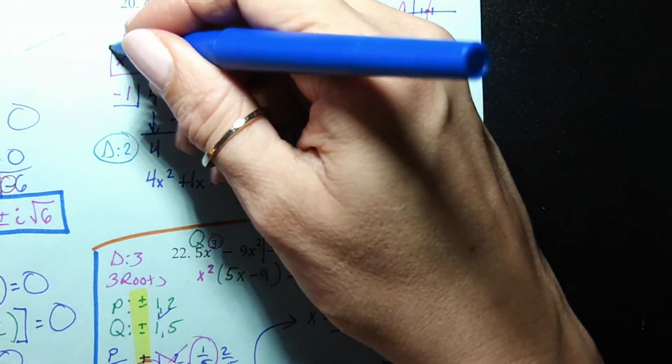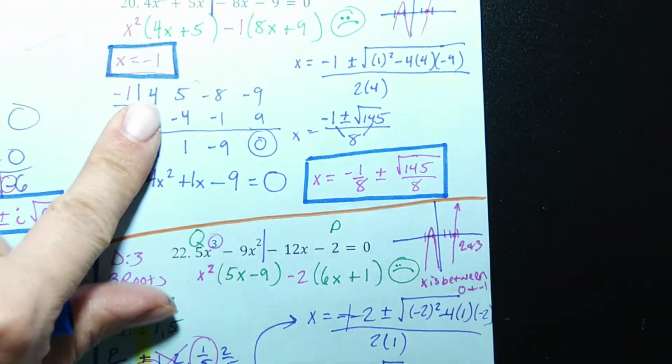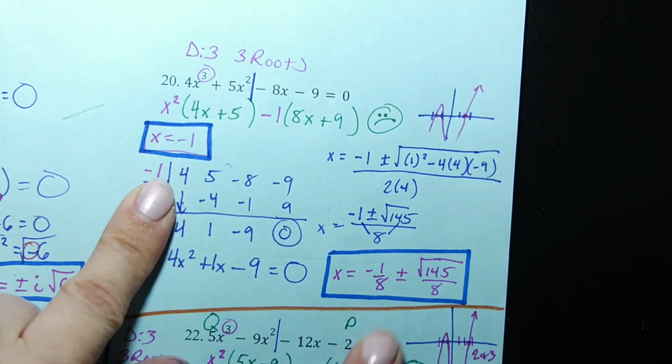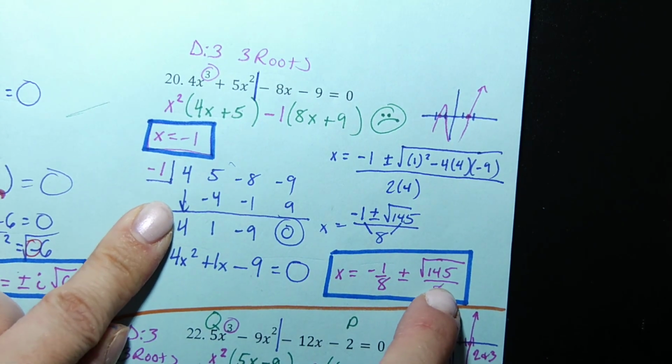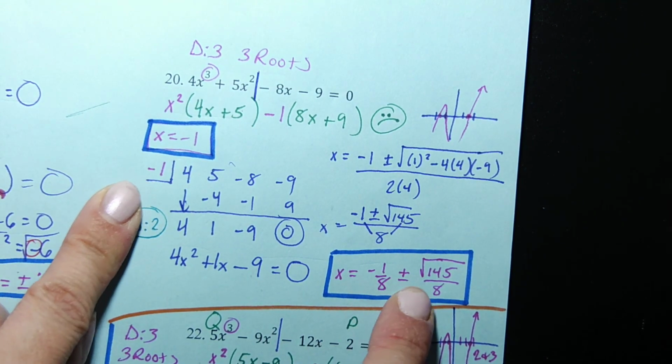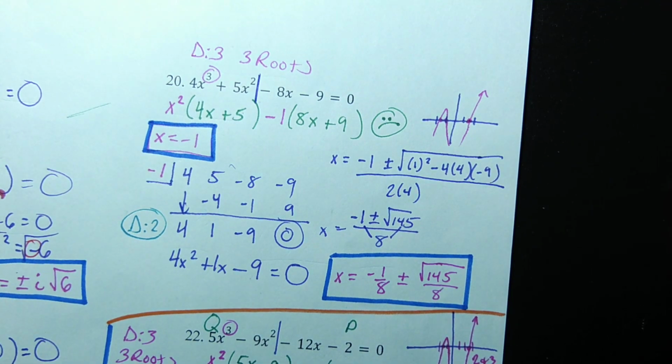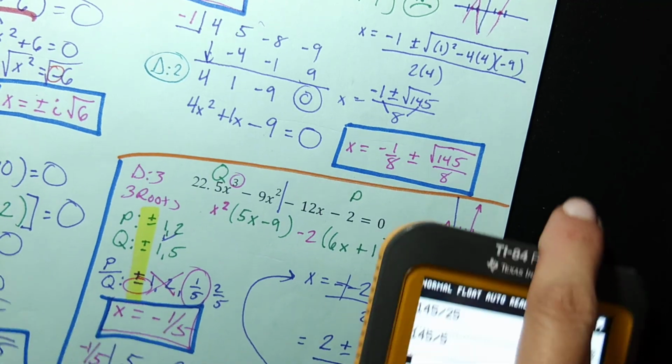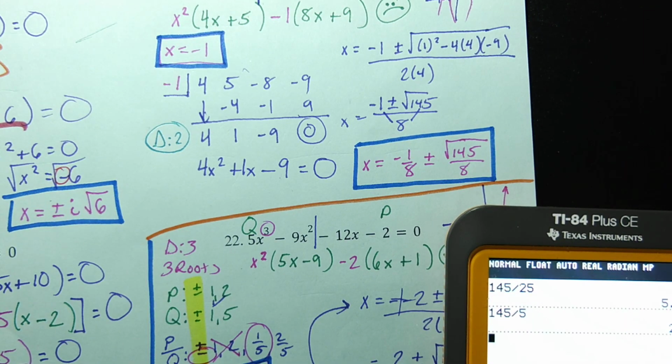So how many roots did we find? X equals negative 1 is 1. Negative 1/8 plus radical 145 over 8 is 2. Negative 1/8 minus radical 145 over 8 is 3. So 3 total solutions. So folks, that wraps up the guided practice.